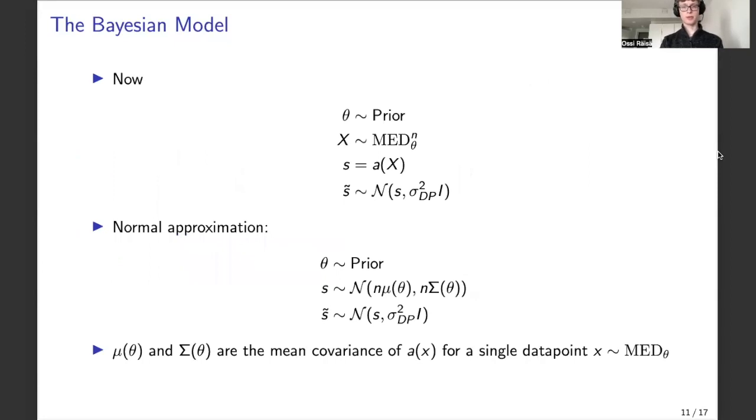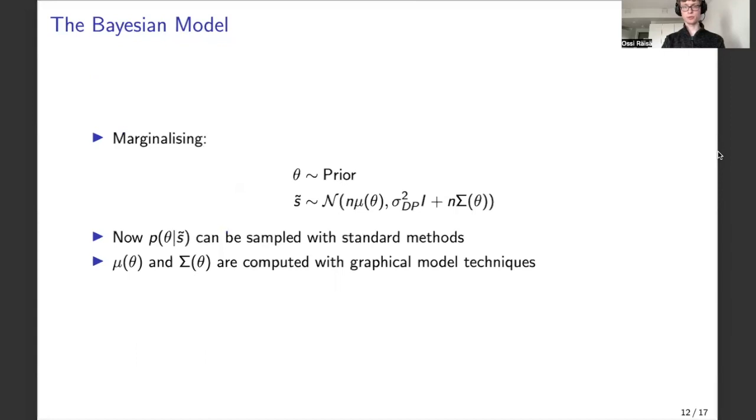Unfortunately, we can't just sample the posterior because S is a fairly complicated discrete variable. So to get rid of S, we first do a normal approximation on it. And then we marginalize it out now that we have the 2 Gaussian distributions there. And now this is a distribution which we can sample with standard posterior sampling methods. Of course, we need to compute the mean and covariance of the normal approximation, which are mu and sigma. But we can do this with techniques from probabilistic graphical models.